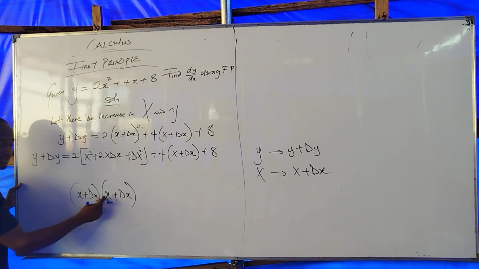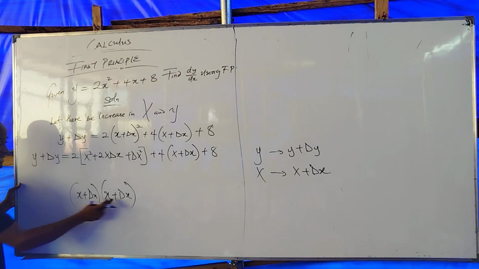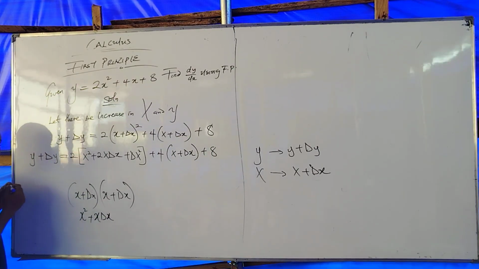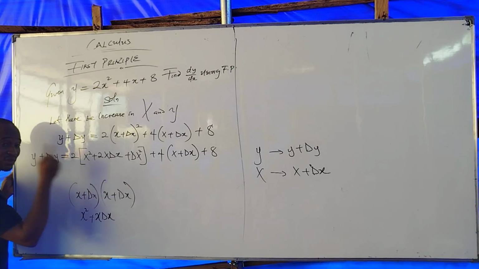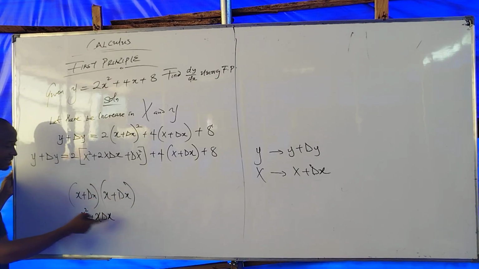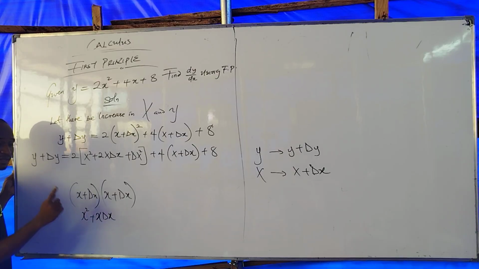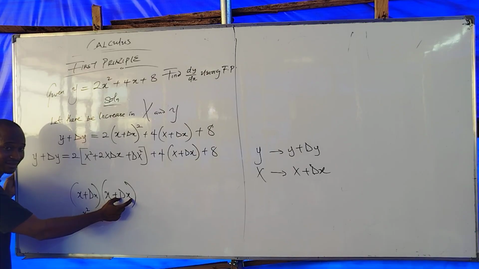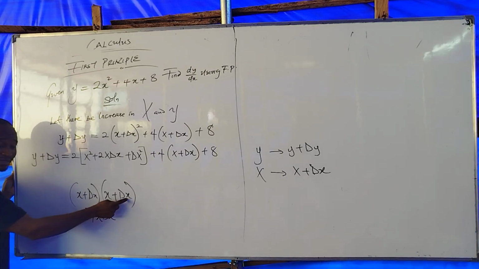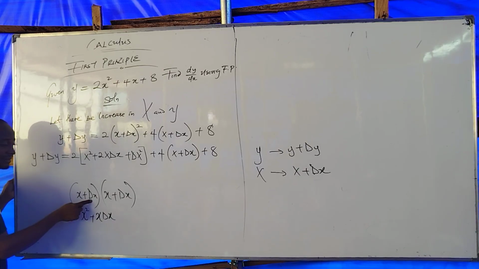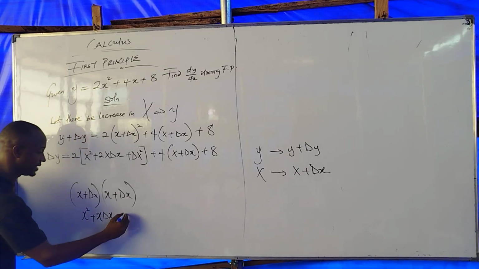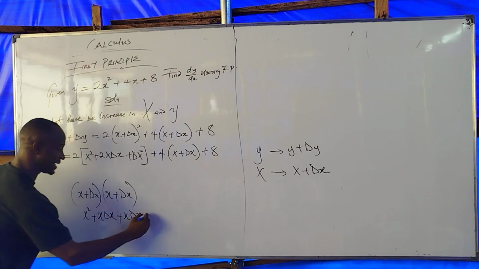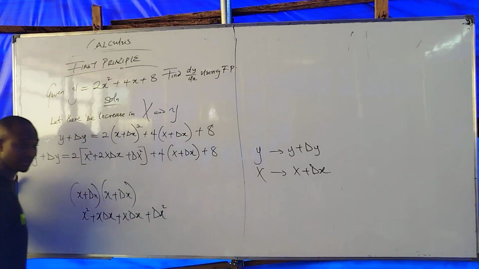So for this, let's go. What is x times x? X squared. What is x times delta x? Is x delta x. Please note, x times delta x is not the same as delta x squared. Remember, this delta x is standing alone as a single term. So multiply x by this, it becomes x delta x. Delta x times x is still x delta x. But delta x times delta x gives us delta x squared. Do you understand?